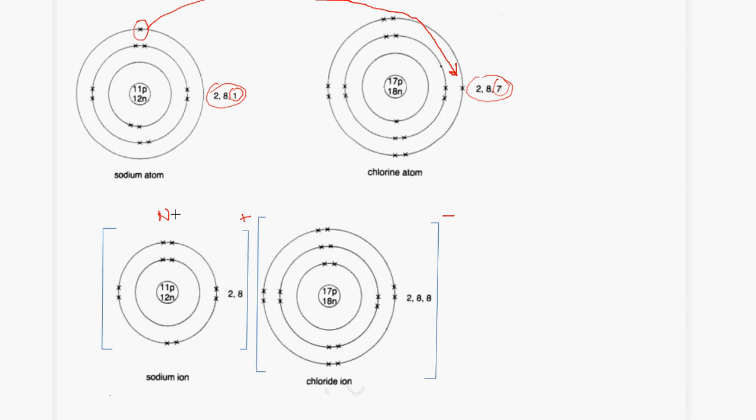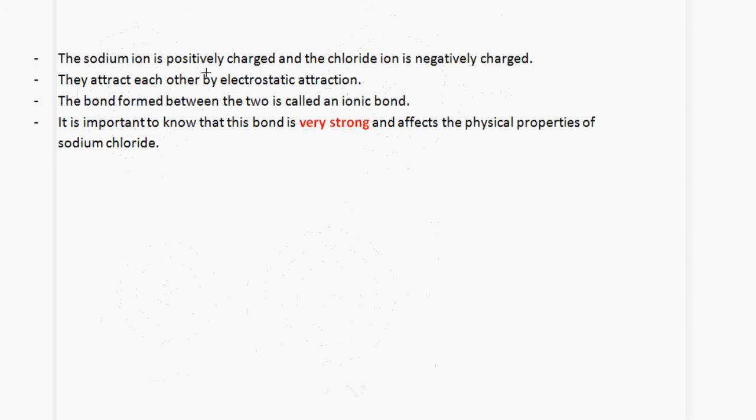So you have an Na+ and you have Cl-. As you can see, they are both oppositely charged, and therefore they will attract each other and they will form an ionic bond between the sodium ion and the chloride ion. The sodium ion is positively charged and the chloride ion is negatively charged. They attract each other by electrostatic attraction. The bond formed between the two is called an ionic bond. It is important to know that this bond is very strong and affects the physical properties of sodium chloride.